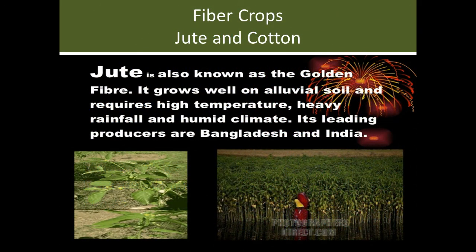The second category under the major crops is the fiber crops. Here we will talk about jute and cotton. Let us talk about jute first. Children, jute is also known as the golden fiber on account of its color and high value. Jute needs plain alluvial soil with stagnant water. The most suitable climate for growing jute is warm and wet.